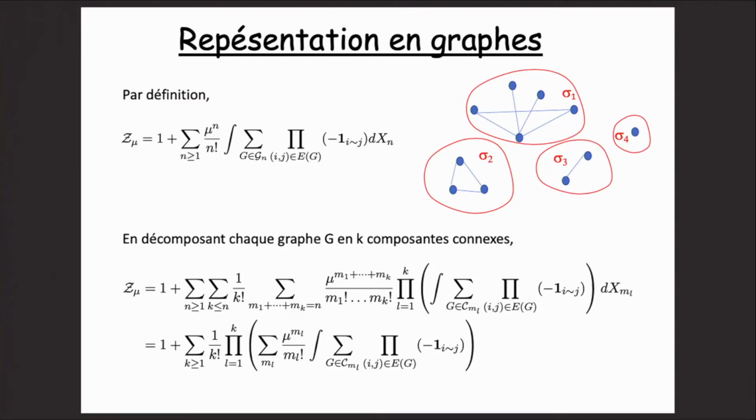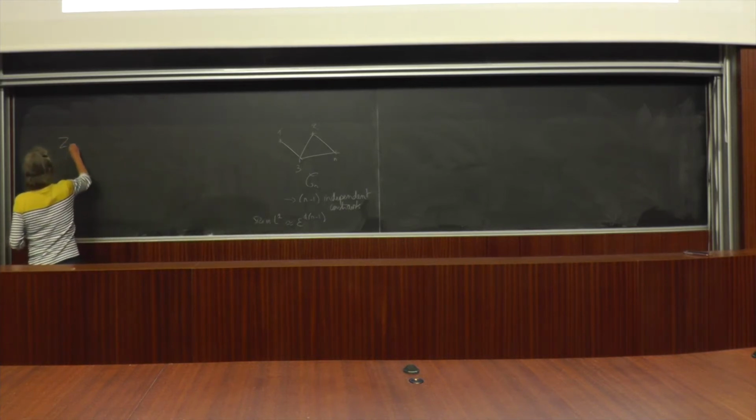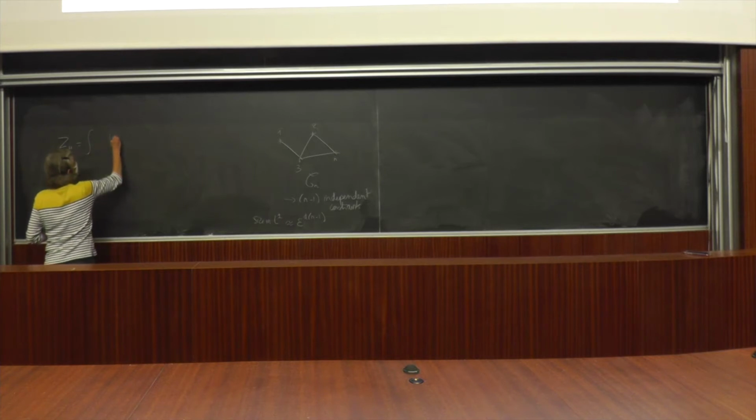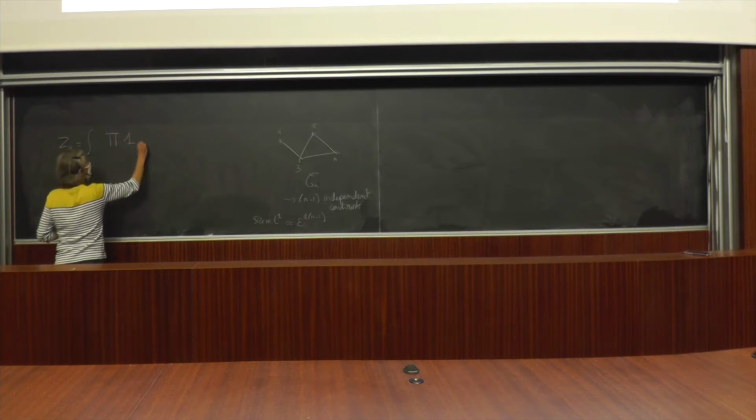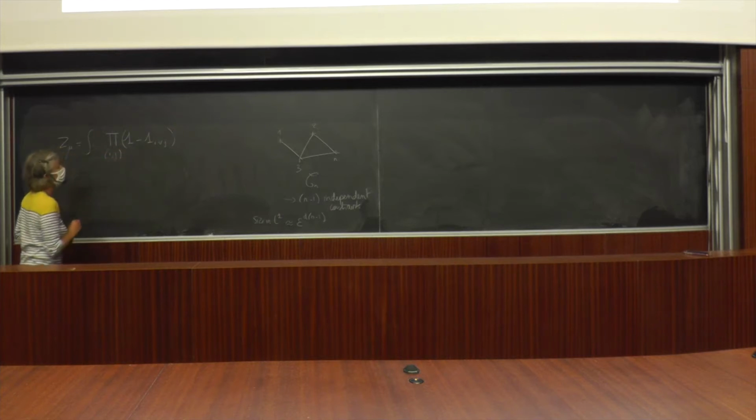For those of you who are not really familiar with series expansion and analytic functions, maybe you will be a bit unhappy, but it's not really complicated. So I start from this Z mu. The partition function itself is just this big product. So maybe I should write it. Z mu is the integral, and then you have this product of 1 minus, for all possible pairs i and j. So that's what you would like to expand.